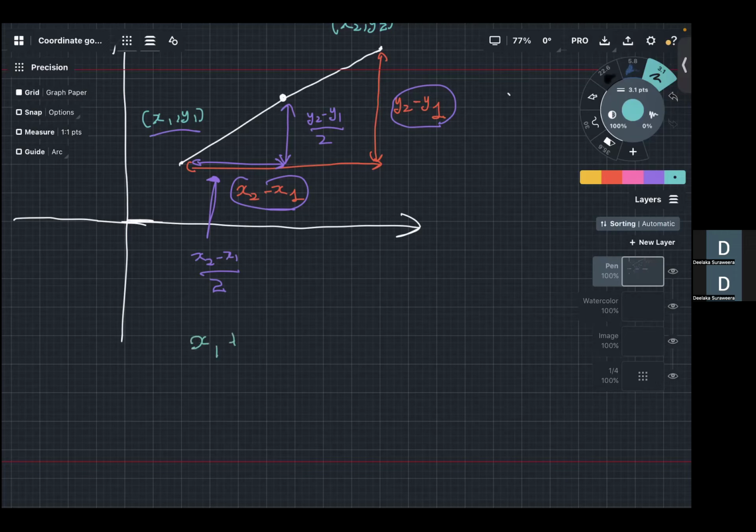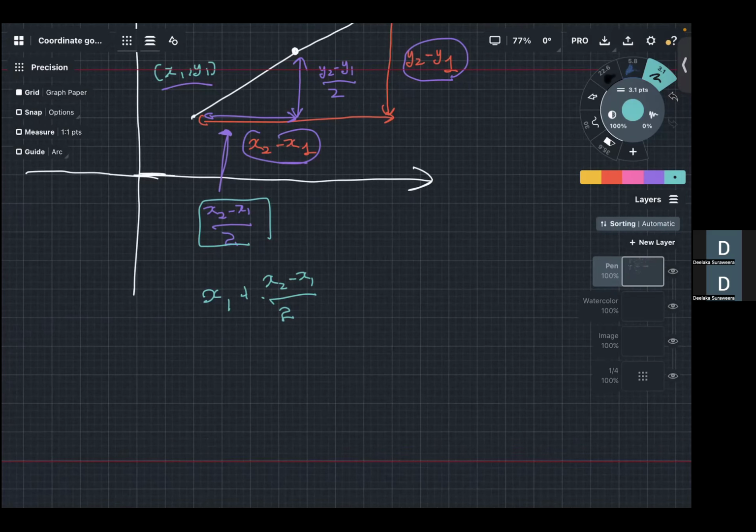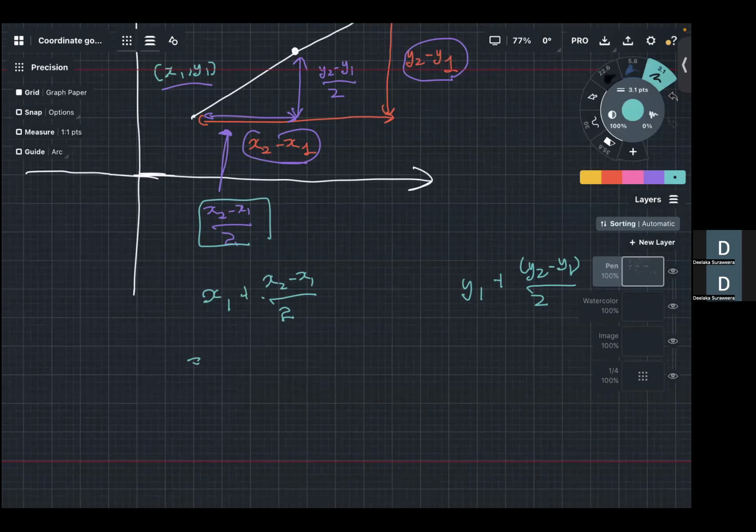And then if I'm starting at x1, y1, and I'm going right by this and up by this, the x coordinate is going to be x1 plus this, right? What about the y coordinate? y1 plus y2 minus y1 over 2. Yep. You just evaluate these two. This is the x coordinate on the left, and this is the y coordinate on the right.